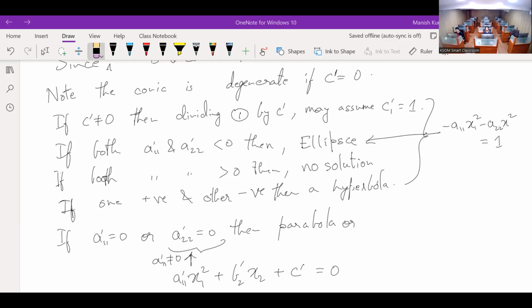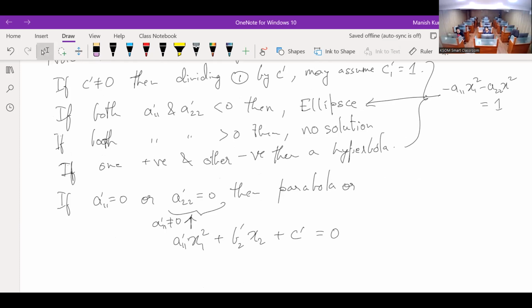Now we are dealing with the case when one of them could be 0. One of A11 prime or A22 prime is 0. So exactly one can be 0. Both can't be 0. So let's assume A22 prime is 0 and A11 prime is non-zero. The other case is similar. So in that case, the equation becomes this thing. Is that okay? Yes.